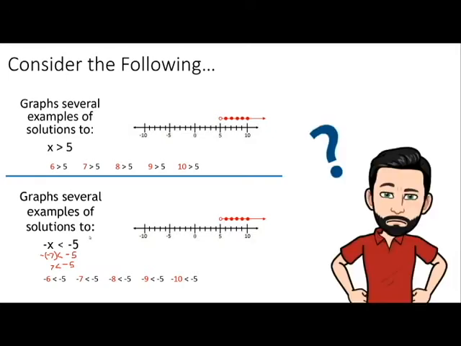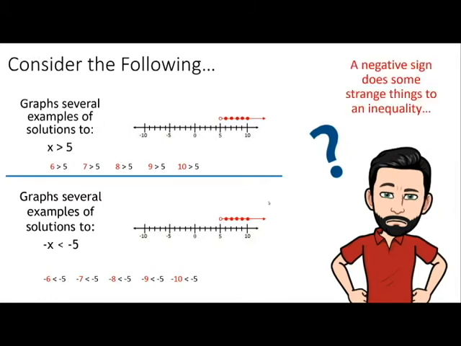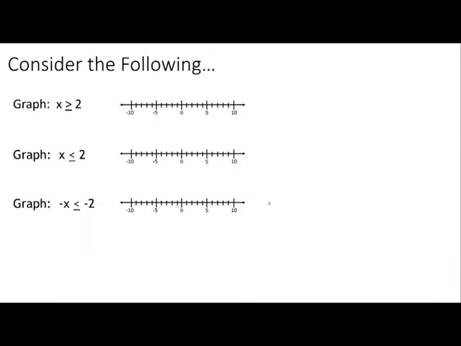Did you notice something strange? Up here, this greater than inequality and this less than inequality both have the exact same set of solutions. They both say leave out the 5 and use all the values to the right. Down here, leave out the 5 and use all the values to the right. A negative sign does some strange things to an inequality. Let's take a look at another set of examples.